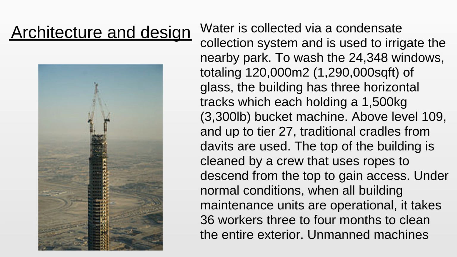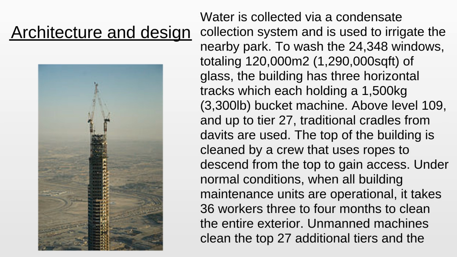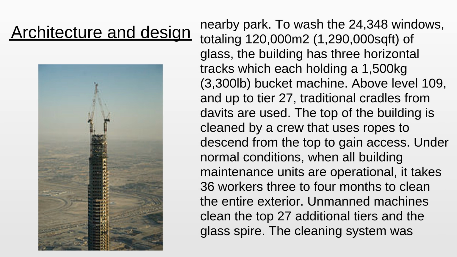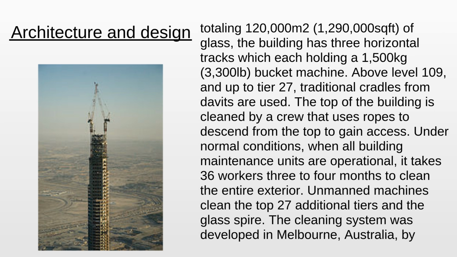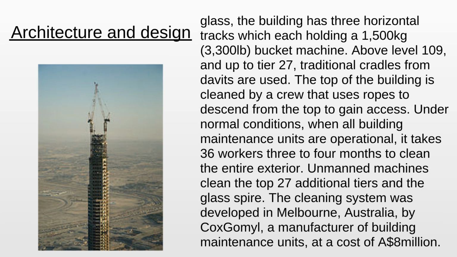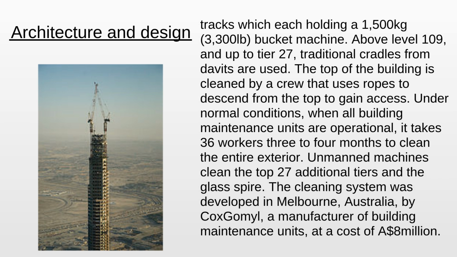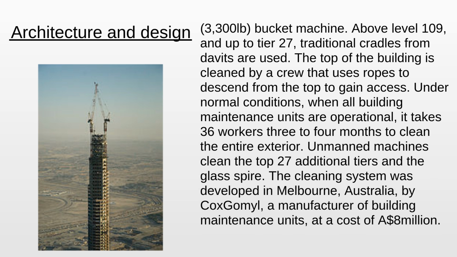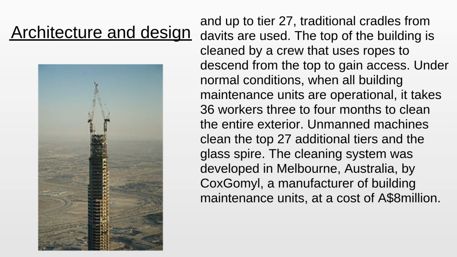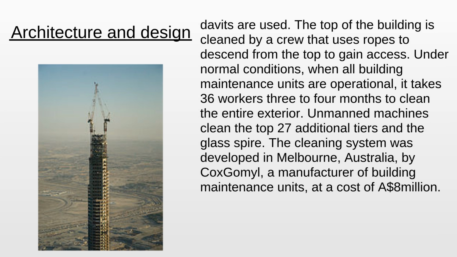To wash the 24,348 windows, totaling 120,000 square meters, 1,290,000 square feet, of glass, the building has 3 horizontal tracks, each holding a 1,500 kilogram, 3,300 pound, bucket machine. Above level 109, and up to tier 27, traditional cradles from davits are used.